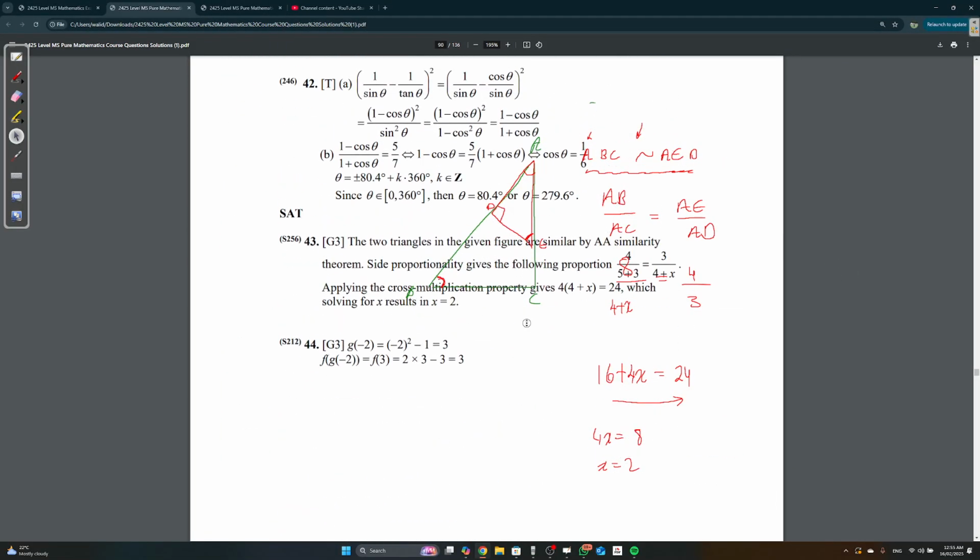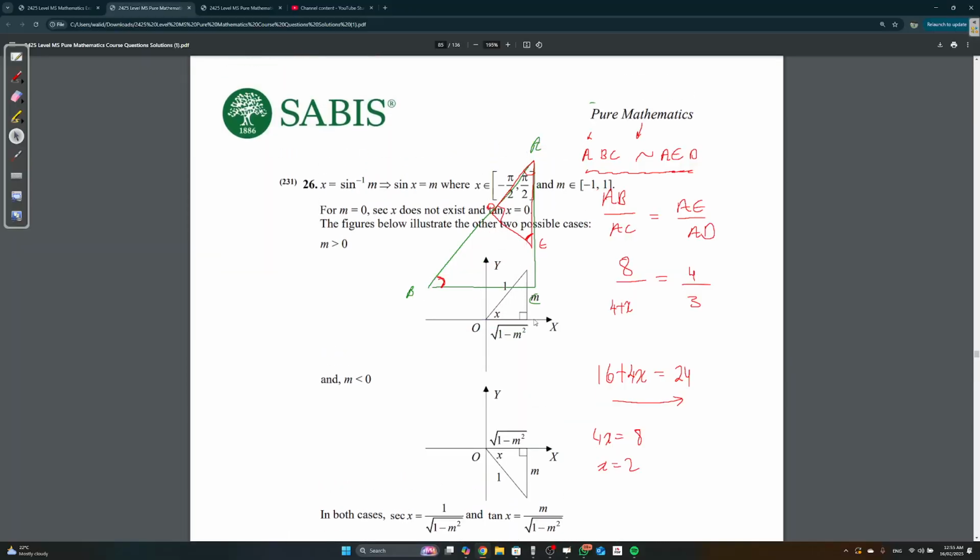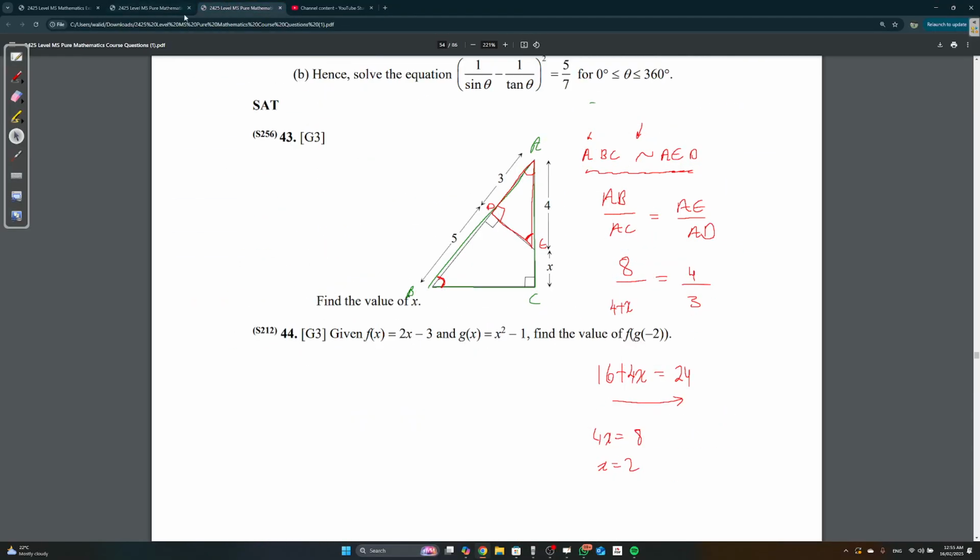Okay. So you just do side proportionality. The only hard part in my opinion is figuring out which side corresponds to which.